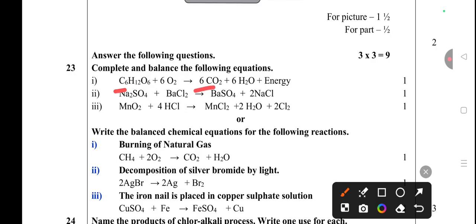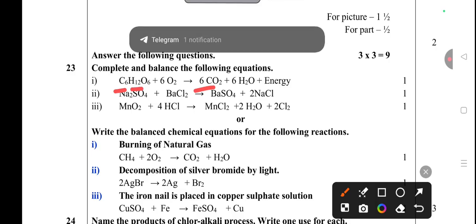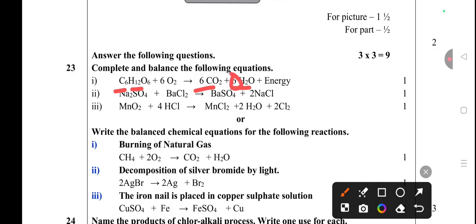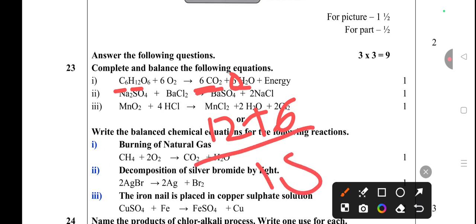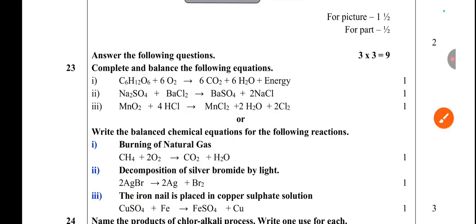Then 6 2s are 12 oxygens. To balance hydrogen, here 12 hydrogens are there, that's why we took 6 here. 6 2s are 12. Now to balance oxygen, here 6 2s are 12 oxygens are there, and here 6 1s are 6. Total 18 oxygens are there. To balance those 18 oxygens, we took 6 here. 6 2s are 12, plus 6, here also 18, that side also 18. That's why LHS is equal to RHS.